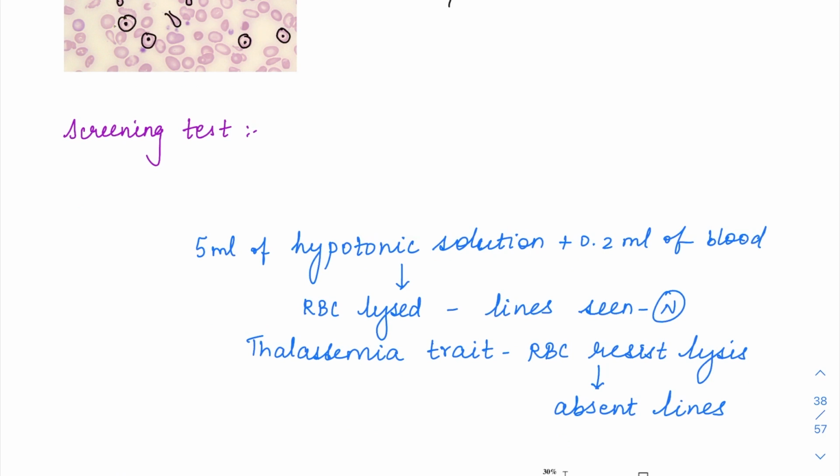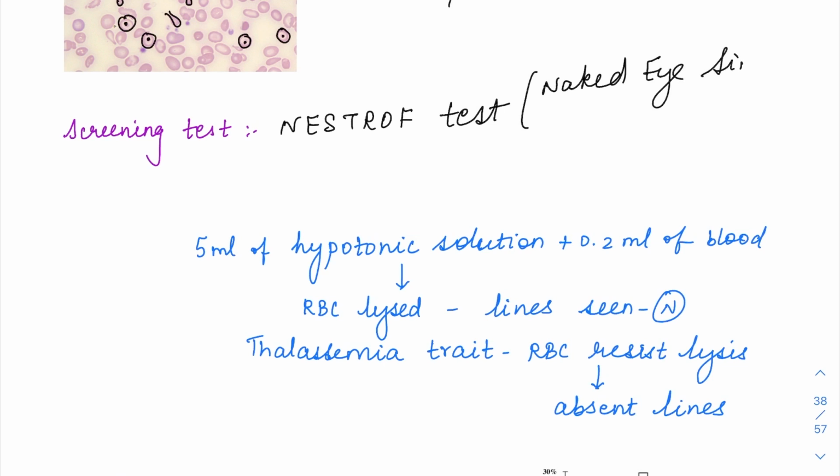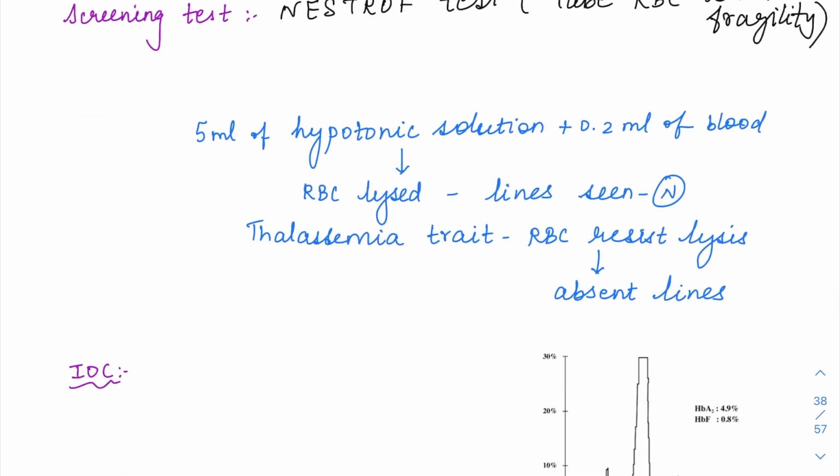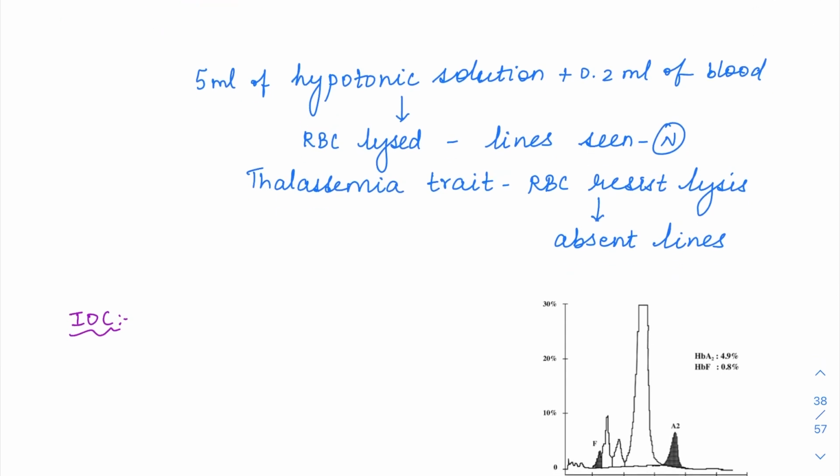So here again you can have a screening test for diagnosing this thal minor trait. You'll have to use a test called the NESTROFT test. NESTROFT stands for Naked Eye Single Tube Red cell Osmotic Fragility Test. It is a form of osmotic fragility only, but here you are using just a single tube, unlike the osmotic fragility in hereditary spherocytosis. Here, you are going to take 5 ml of hypotonic saline. Along with that, you are going to mix 0.2 ml of the patient's blood.